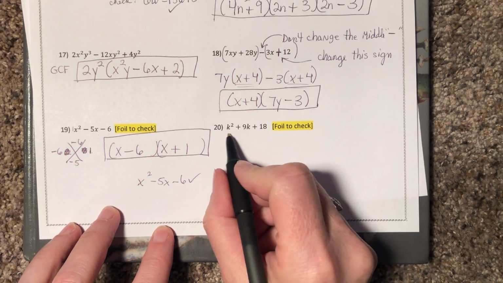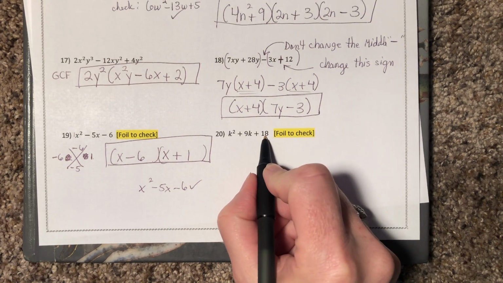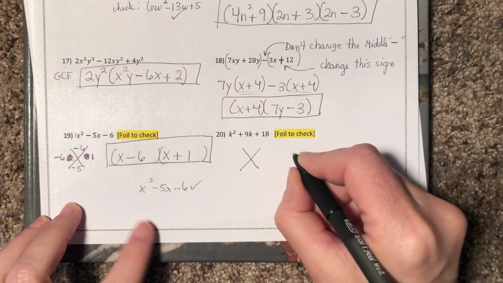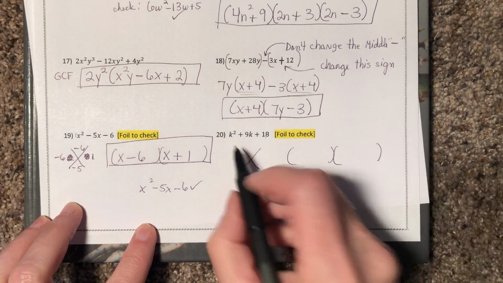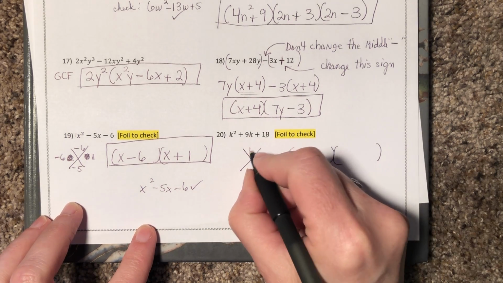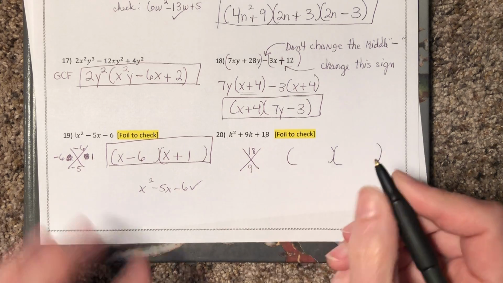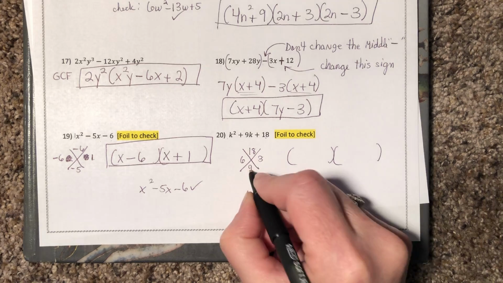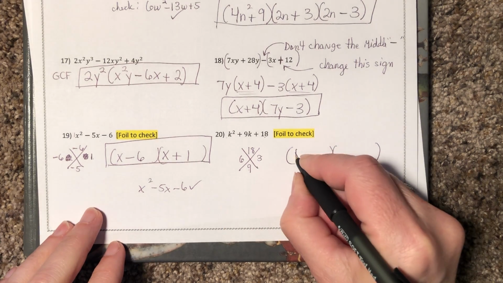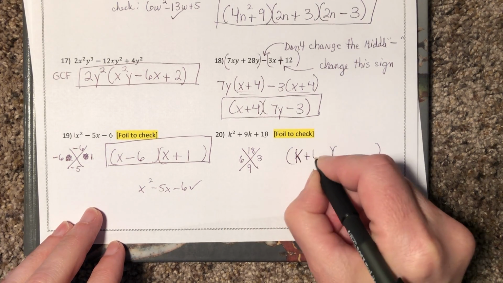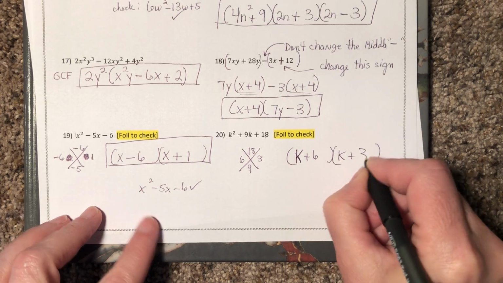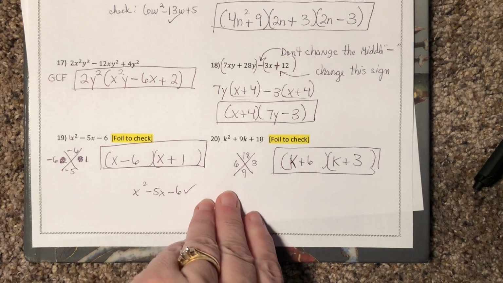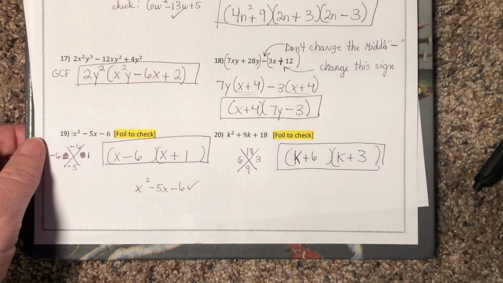So here, no GCF. It's not a perfect square because 18 isn't a square. This is another crisscross, right? Because there's no number in the front, crisscross. 18 goes there, 9 goes there. 6 times 3 makes 18, and 6 plus 3 makes 9. So it's a k plus 6 and a k plus 3. Okay, here we go. I will highlight later.